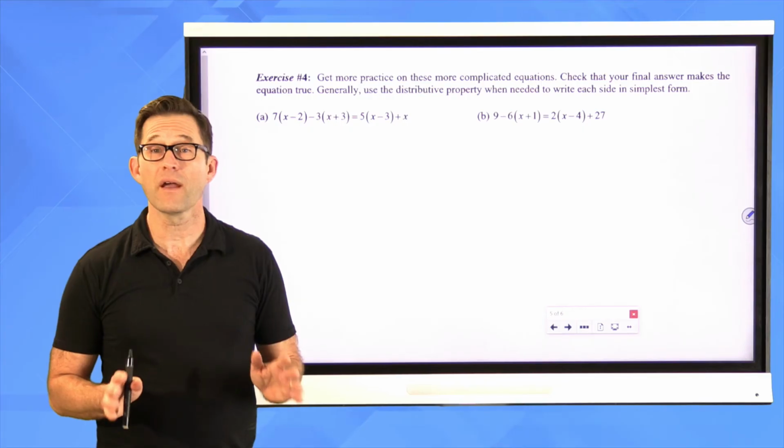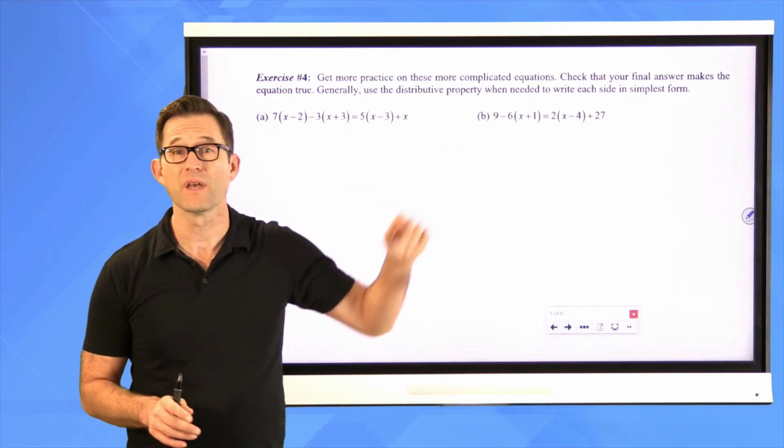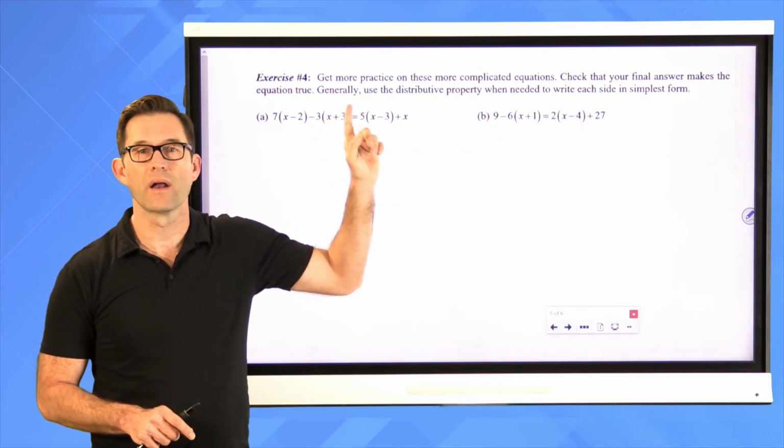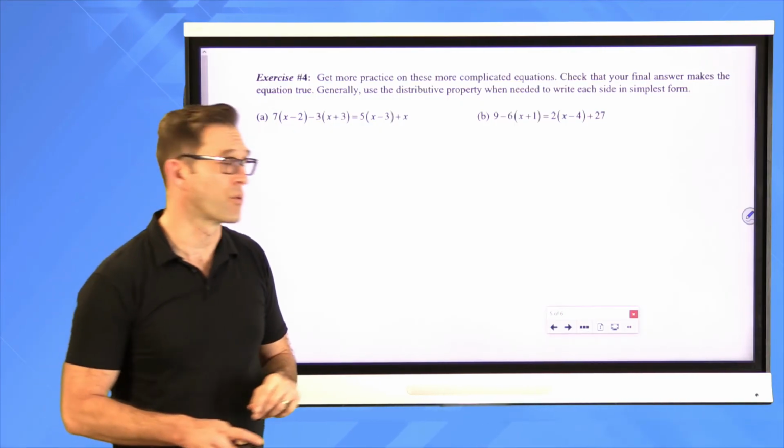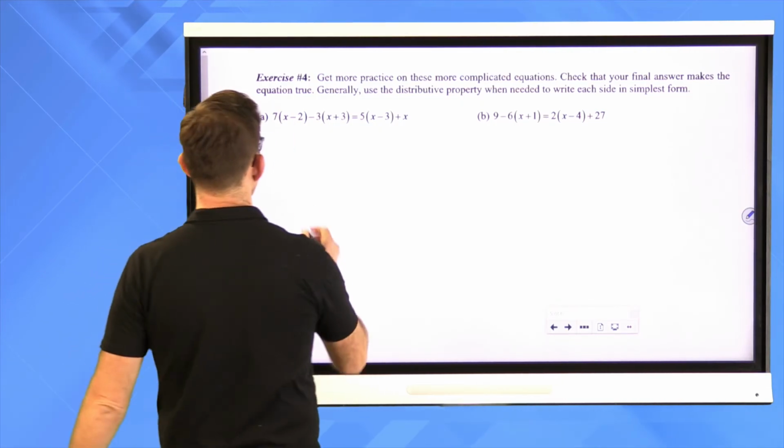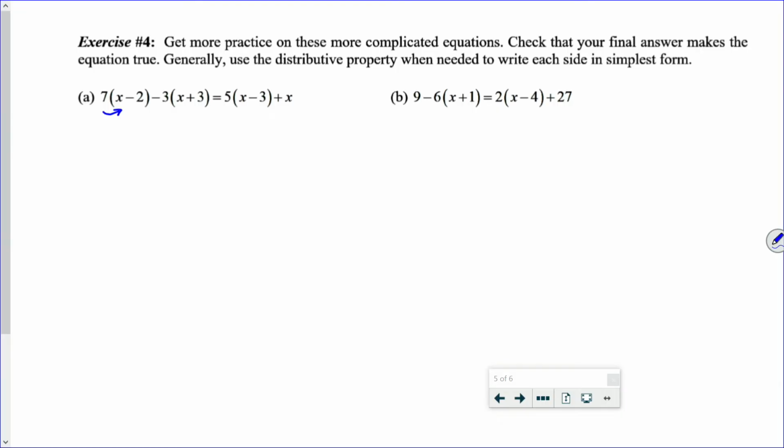All right, now we have to be careful in actually both of these problems because we have some subtraction going on along with distribution. Let's go through it. Here we go. So first thing I'm going to do is I'm going to distribute the 7 through that parentheses. I'm going to get 7x minus 14. Here, I need to be careful and distribute a negative 3 through the parentheses. Negative 3 times x is negative 3x, and negative 3 times positive 3 is negative 9.